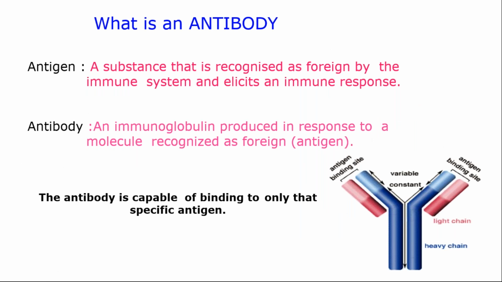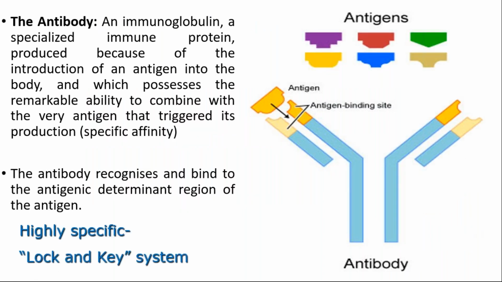So, what is an antibody? We have seen this when we talked about allergens. The antigen is a substance that is recognized as foreign by the immune system, and the immunoglobulin is produced in response to the antigen. If you look at an antibody, it generally has a Y shape, which has a light chain and a heavy chain, and the ends of the chains have the antigen binding site, which is very specific for the antigen, just like a lock and key mechanism.